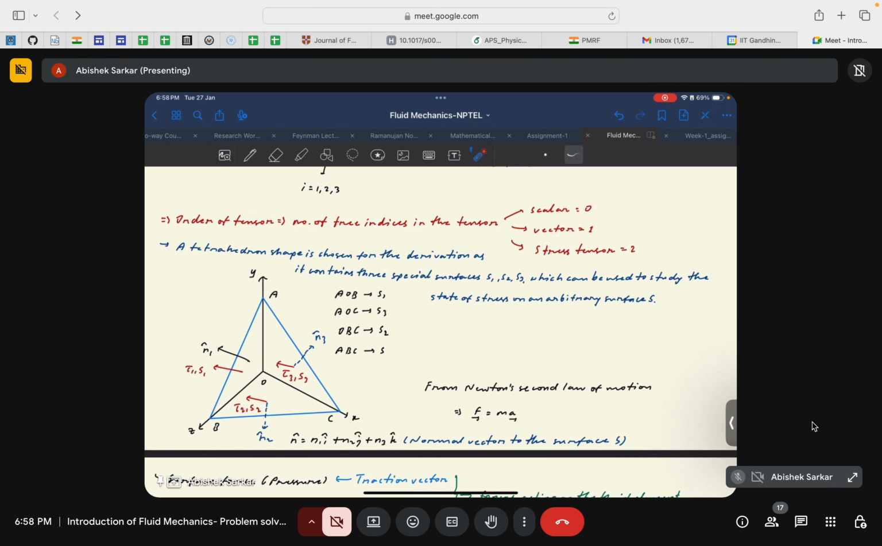The traction vector that we are trying to find is for the surface S that is not aligned with any special coordinates. So we are using this shape so that we are able to simplify our analysis and define the traction vector for a particular arbitrary surface, that is S in this case.